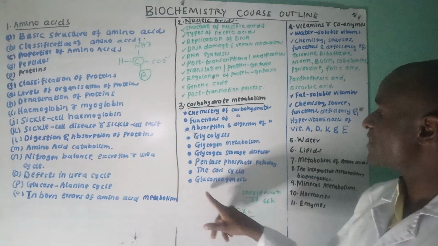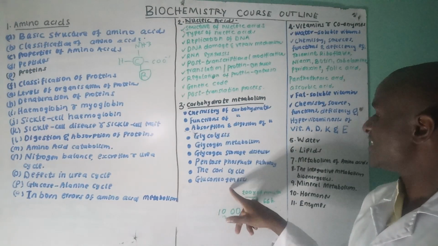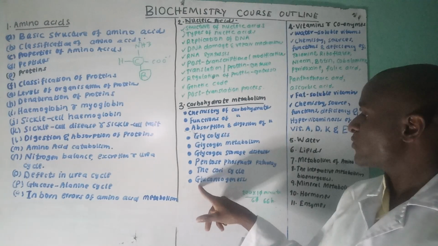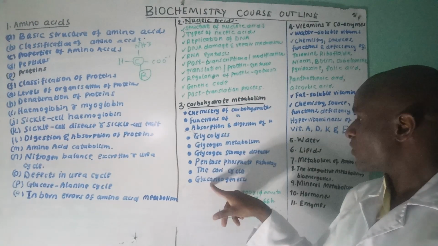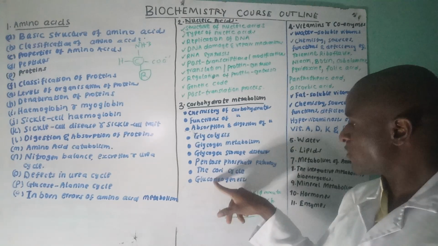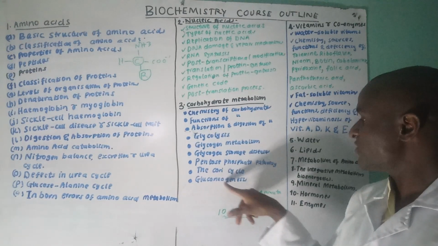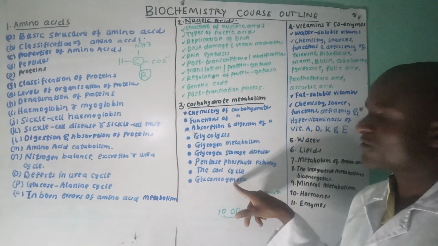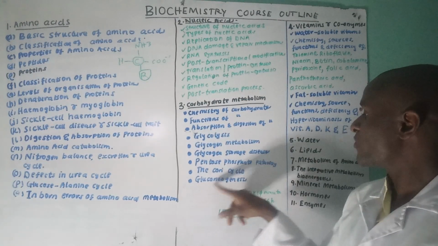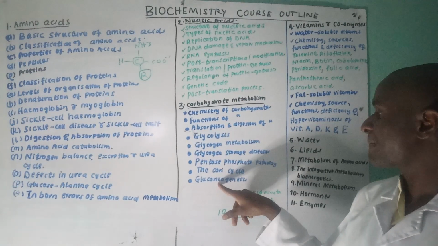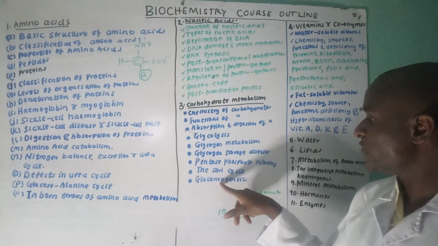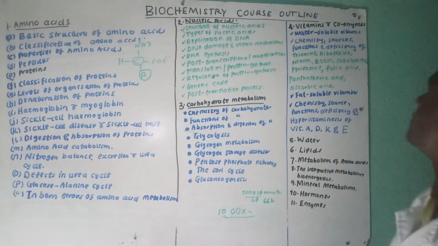Gluconeogenesis, from the words gluco, neo, and genesis. You will know that gluco means glucose, neo means new, genesis means the beginning of or synthesis of. So gluconeogenesis refers to synthesis of glucose from new carbohydrate sources.